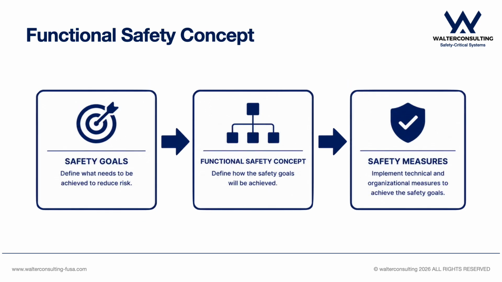The final major activity of the concept phase is the functional safety concept. The functional safety concept defines how safety goals will be achieved. It introduces high-level safety measures and functional safety requirements. These requirements will later be allocated to system elements during development. The functional safety concept therefore serves as an important bridge between safety analysis and technical implementation. Now that we have explored the major activities of the concept phase, let's summarize the key takeaways.